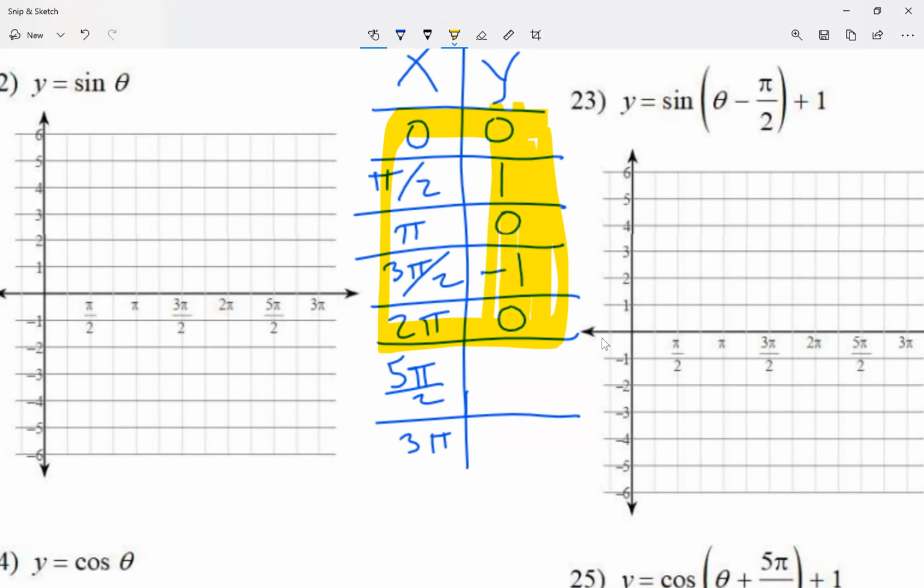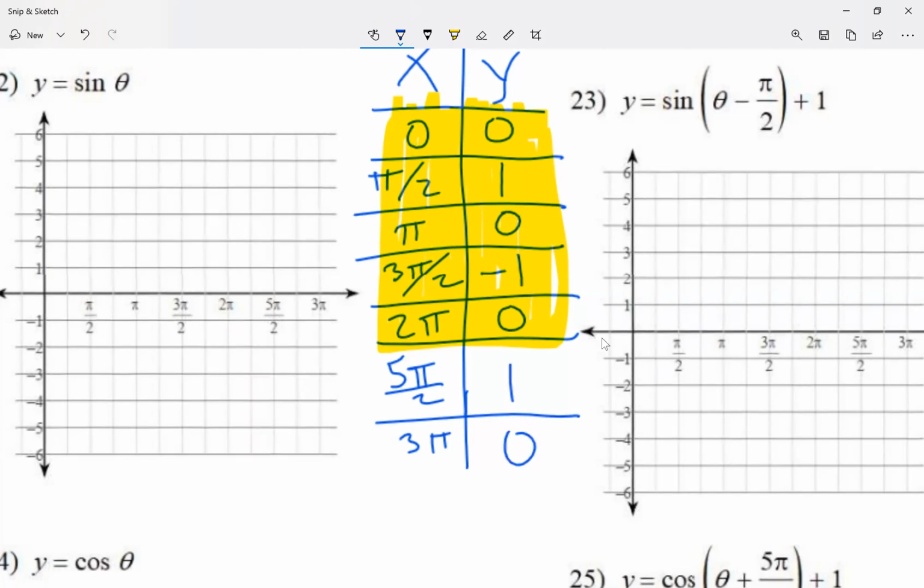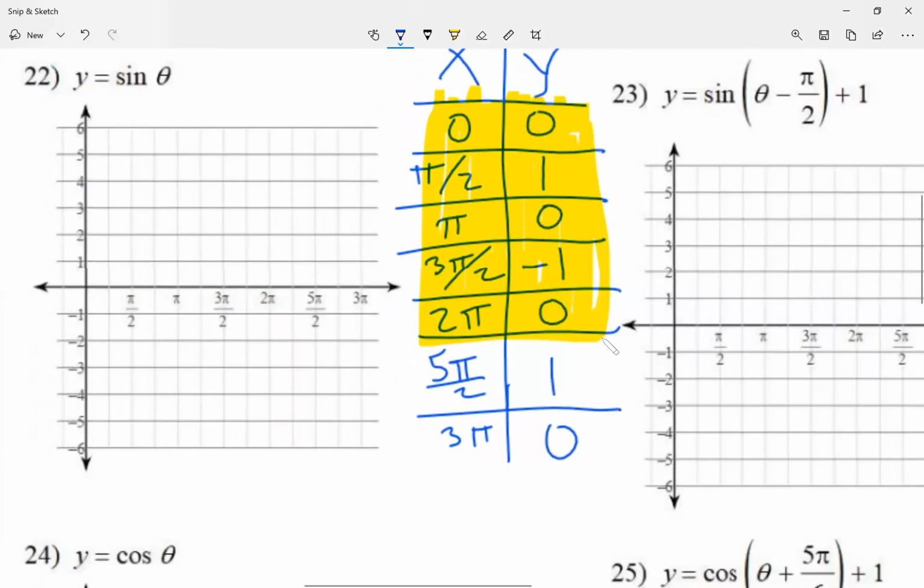Now, what I mean with period is, how long does it take for sine to repeat? Okay, so it starts repeating at 2 pi. And I see my values, starting at 0, are going to be 0, 1, 0, -1, 0. So starting at 2 pi, it's going to be 0, 1, 0, -1, 0. So I'm going to stop there. So I already have a table of various points.